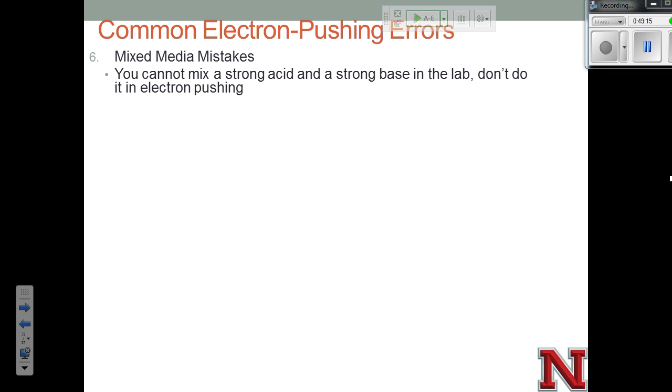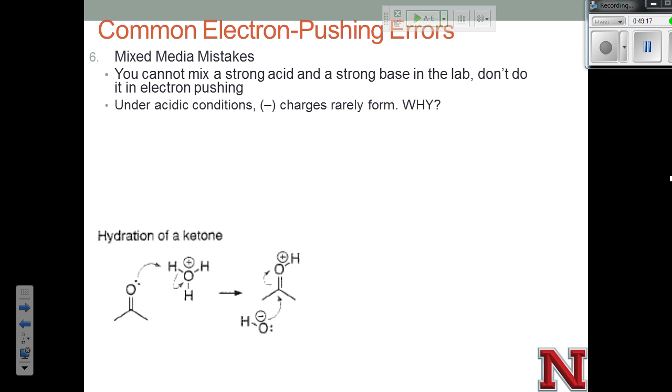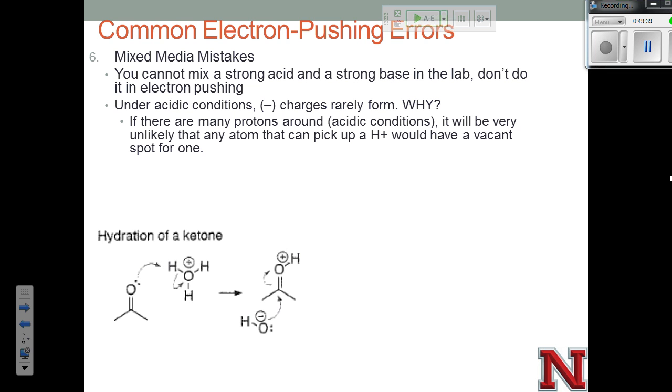So that's mixed media. For example, in a hydration of our ketone, it's very unlikely that what would attack is a hydroxide. Because if any hydroxide was present, it wouldn't attack. It would just react with our acid. So what's much more likely is water attacks as a neutral and then you deprotonate it. And we talked about that today when we looked at our epoxide.